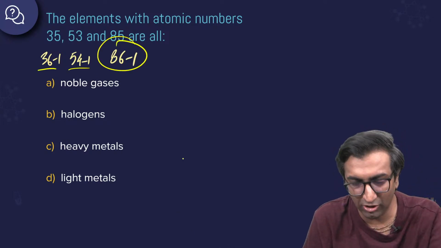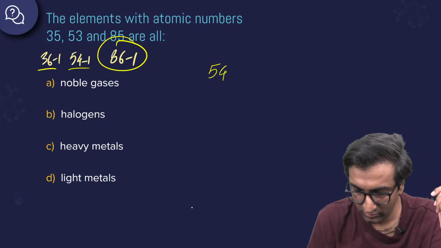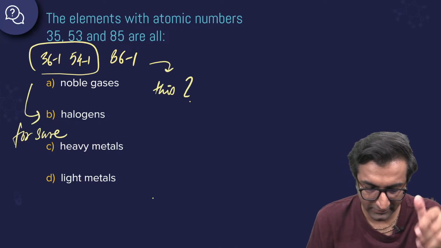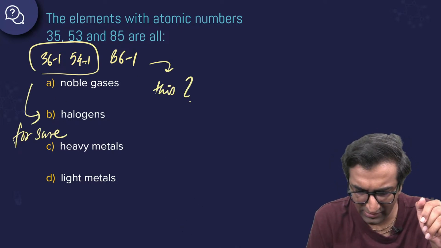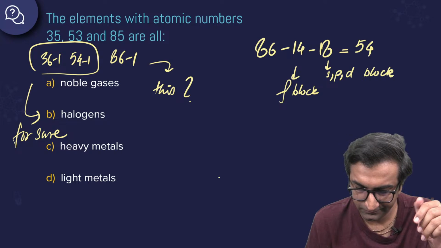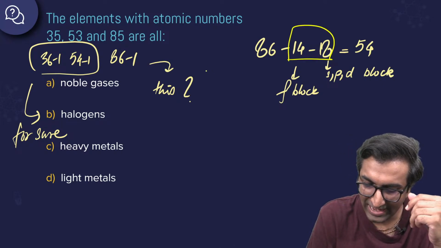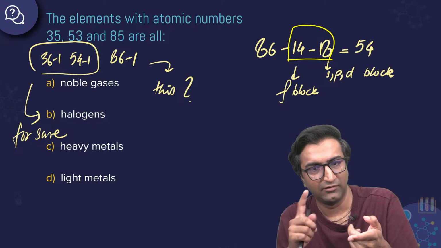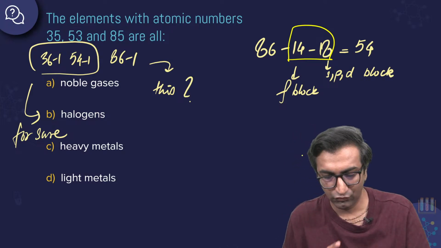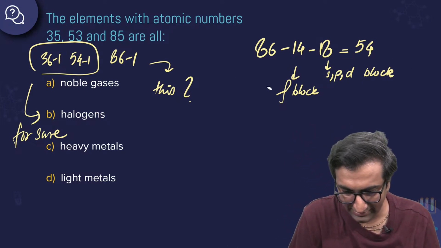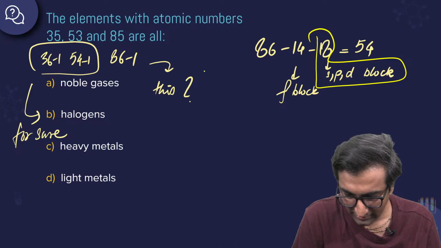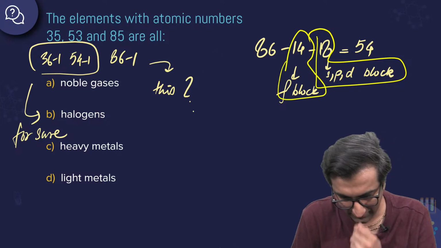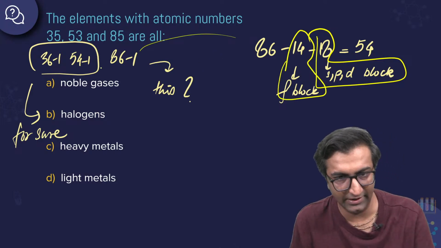How 86? Same logic I told you last time. 54. Yeah. They're all halogen. That's the answer. That's fine. But how do I know that 86 is a noble gas? 14 and 18. 14 for inner transition and 18 for regular. S, P, D. So you count S, P and D block, that accounts for 18. Okay. F block counts for 14. So that's why 86 is also a noble gas.